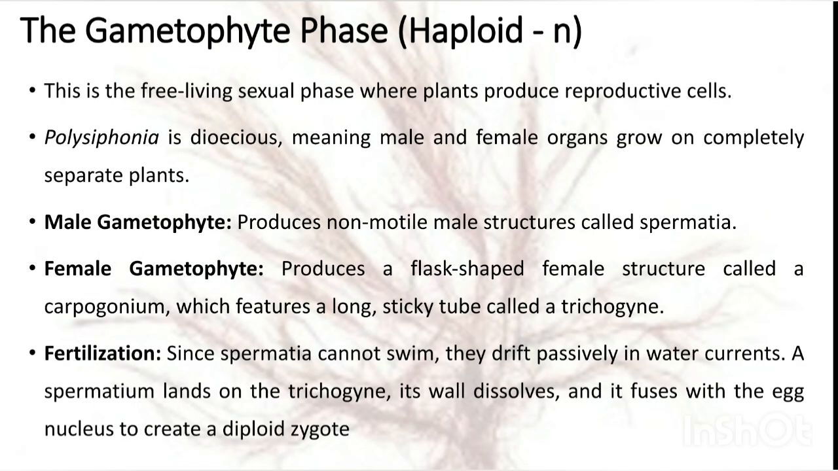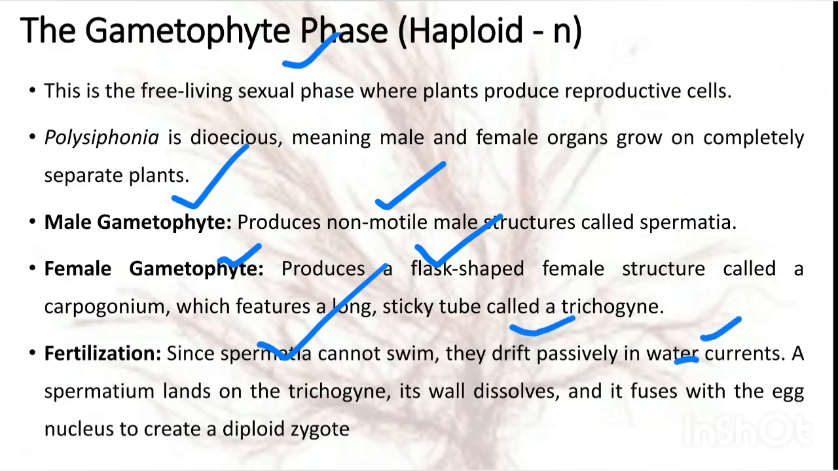So at first, a gametophytic free living phase with male gametophyte and female gametophyte. Male gametophyte and female gametophyte are separate from each other. So male gametes are non-motile in nature and female gametes are also non-motile in nature. Spermatia, which is the male gamete, cannot swim. They drift passively by the water current and flow in, near the trichogyne part of the female gametophyte, where the cell wall dissolves and the spermatium fuses with the egg nucleus to form diploid zygote.